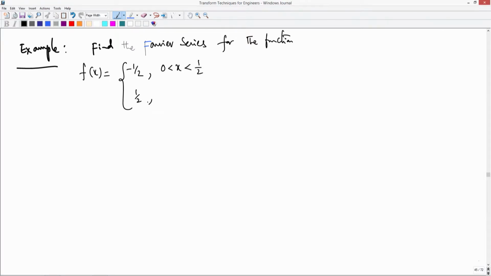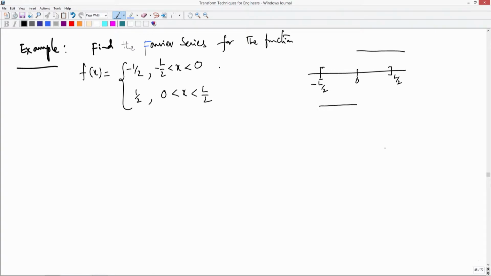This is minus L by 2 to L by 2. From minus L by 2 to 0, this is 0, and between 0 to L by 2, this is L. So, if you consider this function from minus L by 2 to L by 2, what you have is initially a minus half and again you have plus half.